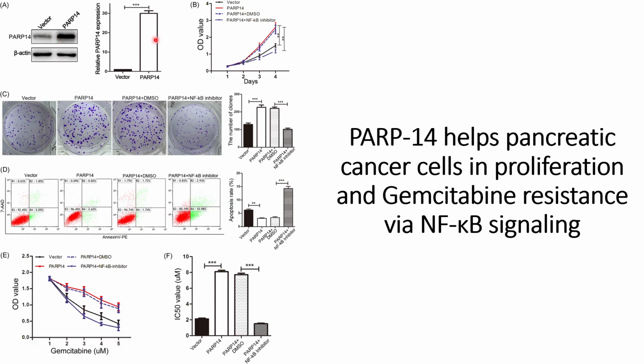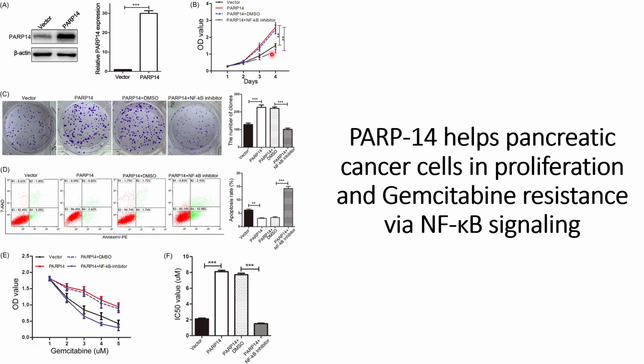And when they checked the cell proliferation, they were able to see that in the case of PARP-14 and the control, that is PARP-14 plus DMSO, they see high cell proliferation compared to the case where the normal control vector is used, or where PARP-14 with NF-kappa B inhibitor is used. They can see a significant decrease in the proliferation rate.